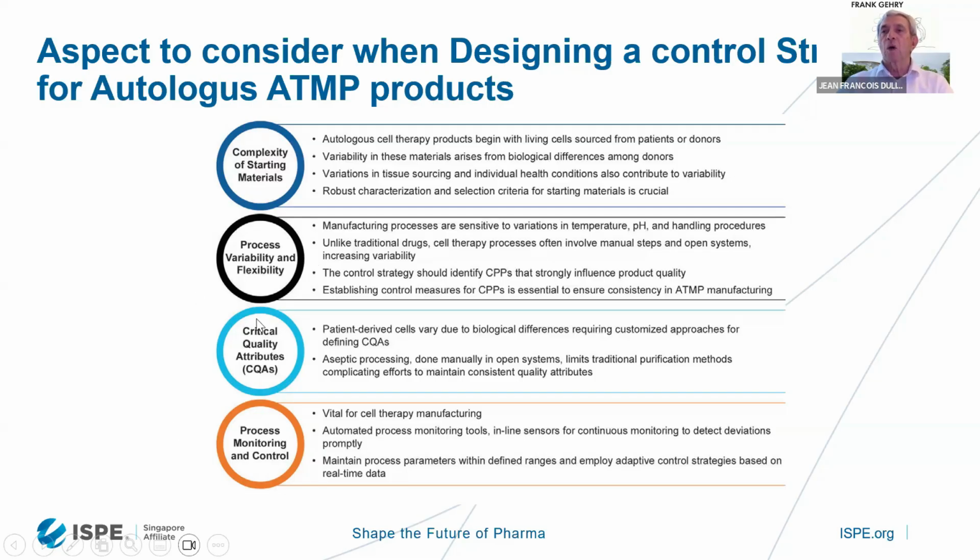And for that, during the development of the process, we are developing what we call critical quality attributes, which give the assurance that the product is safe for the patient and will deliver the product in the right way. And connected to the CQAs, critical quality attributes, we have the process monitoring and control, which are the CPPs, critical process parameters.